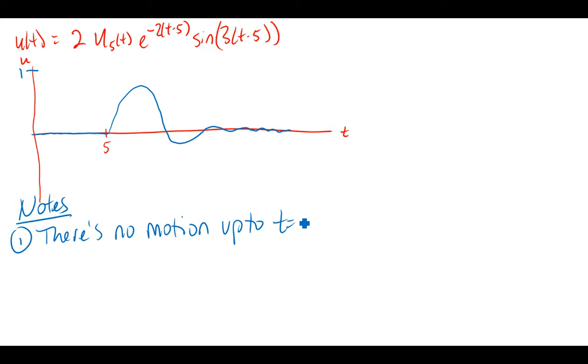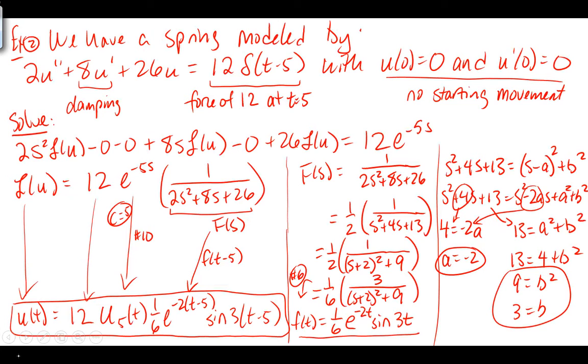Up to time 5. And again, that's because there's no initial force. Right? There's no initial displacement, there's no initial velocity. So of course, this is going to just sit there because you're not doing anything for the first 5 seconds, or whatever units we've got. Right? So this is just sitting there.